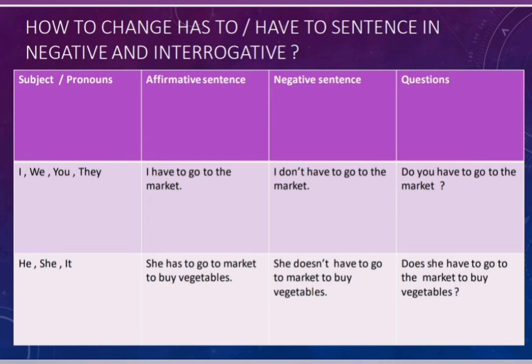So, children, you can observe that we are using the helping verbs used in the simple present tense. While changing the has to sentences into negative and interrogative forms, we use the helping verbs does not and does. For example, she has to go to the market to buy vegetables. It is an affirmative sentence with has to. So while changing it, it will become: she does not have to go to the market to buy vegetables.